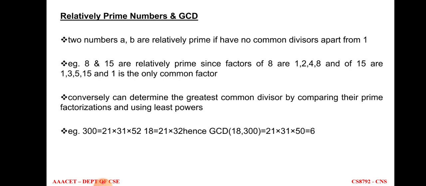Let us take the example, the numbers 8 and 15. Here the numbers 8 and 15 are relatively prime because the only common factor of 8 and 15 is 1. So 8 and 15 are relatively prime.